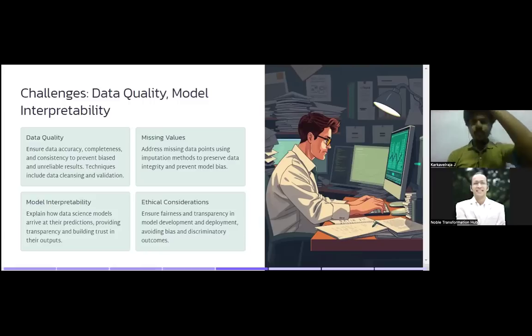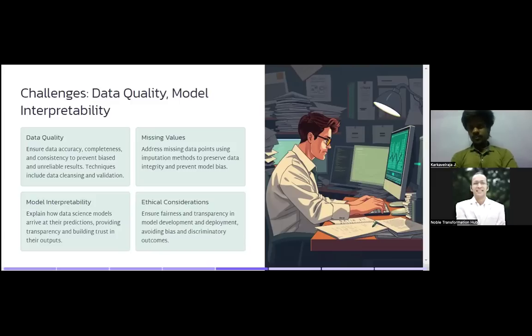Second, missing values. This addresses missing data points using imputation methods. We impute to preserve data integrity and prevent model bias. So for missing values, we use different imputation methods to do this. Missing values are very important again.